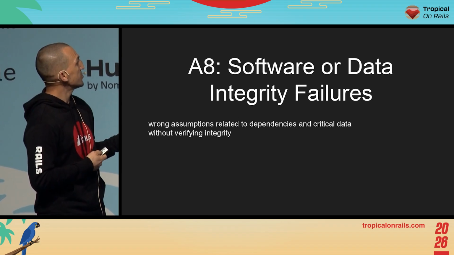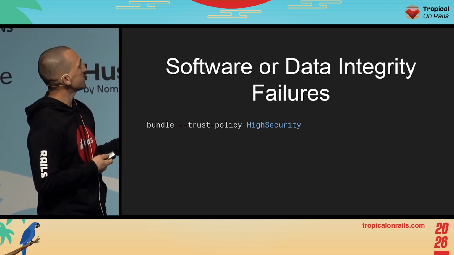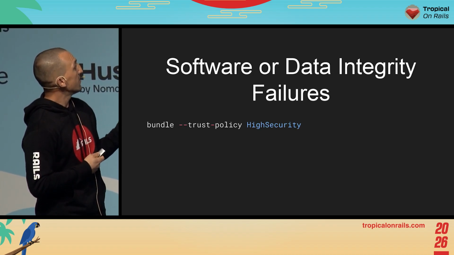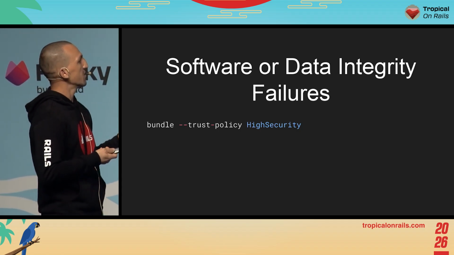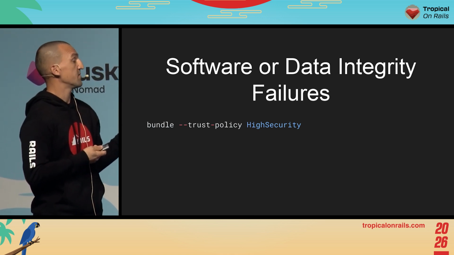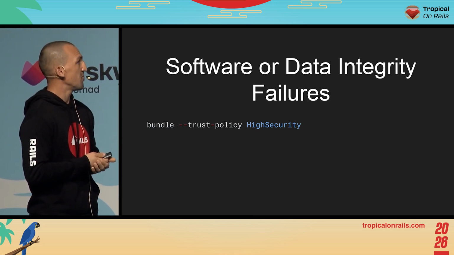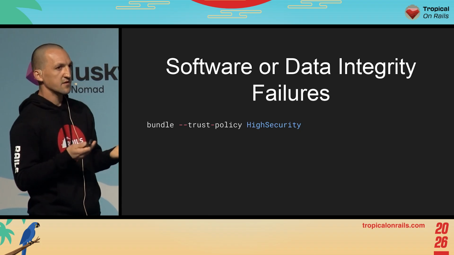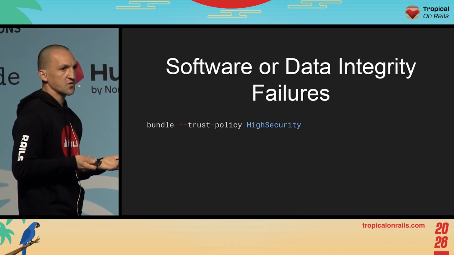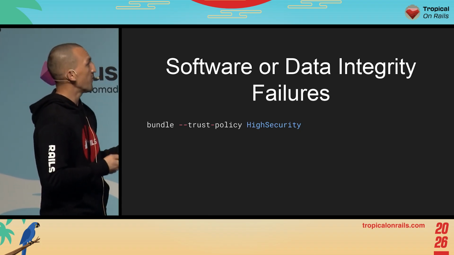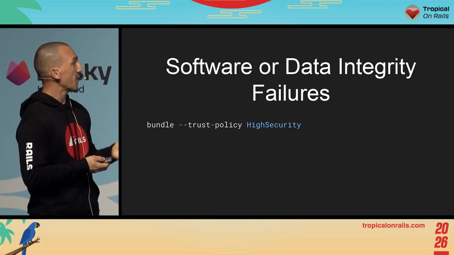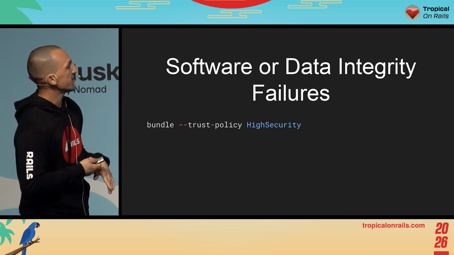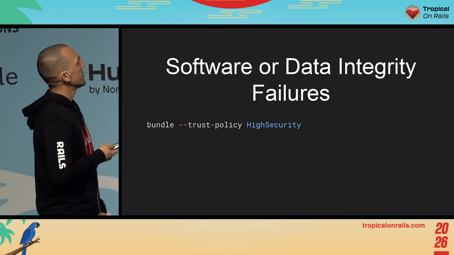Another fix to this issue could be using a higher trust policy with bundle, where the high security one validates the signature on the gem, but I don't think this is practical in reality, because not a lot of gems use signatures yet. Hopefully in the future this will change, but that's what we have for now. But as I said, I don't think this really affects Rails applications.